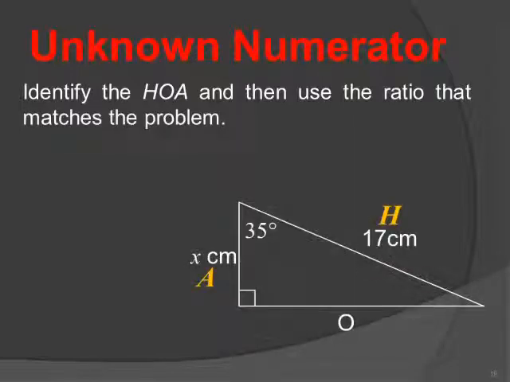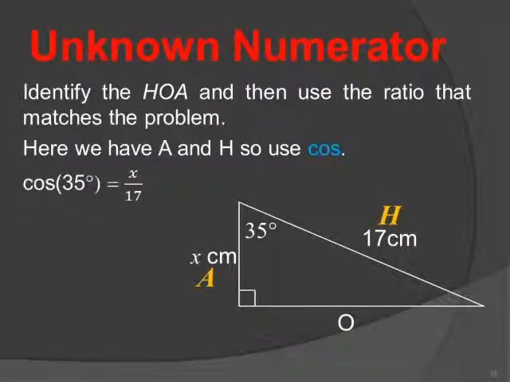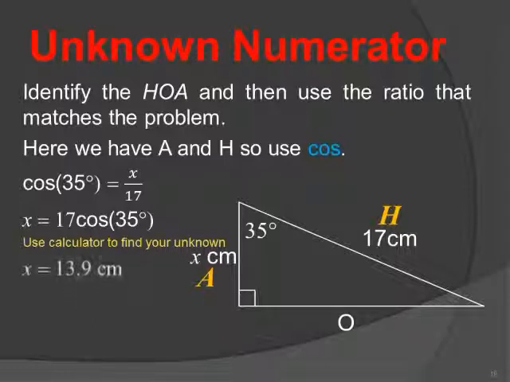So here we have a problem where the H is 17, the A is x, so we know using A and H we have to use cos. So cos of 35 degrees, important to write it down this way, cos of 35 degrees is the x over 17. So you're using the definition of cos to create the equation. The next thing is that when you've got a divided by, such as x divided by 17, you know that you multiply the opposite side by the 17. So our next step comes 17 cos 35 degrees. Now you use your calculator and you find that to one decimal place x is equal to 13.9.